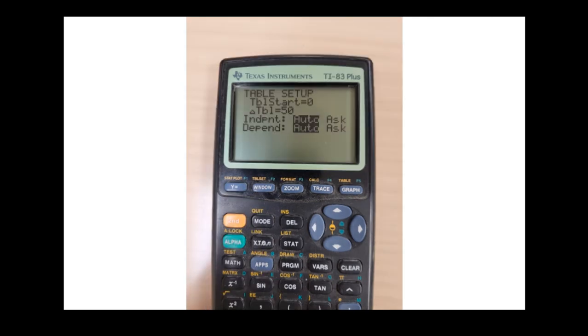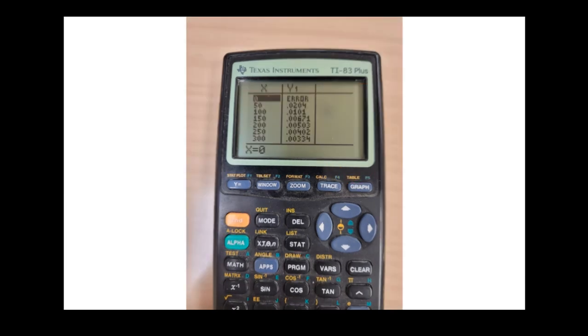When I set up the table, I can tell it where I want to start. And we're going to start at 0, just because that's a good number to start with for our pattern. I'm going to make my x's change by 50. That just gets us there a little faster. So instead of plugging in 1, 2, 3, we're actually going to plug in 50, 100, 150. So that's a little setup of my table. Finally, we will hit the table button, and we start to generate some y values.